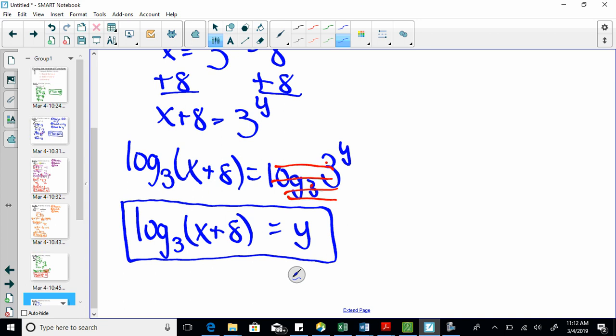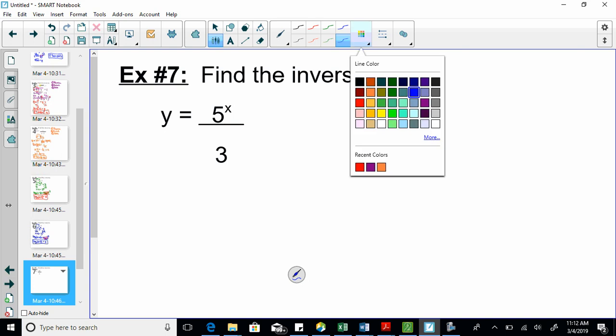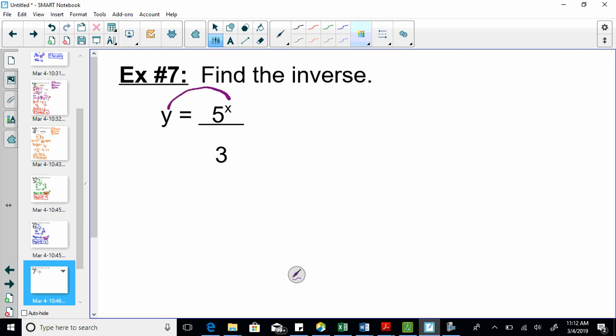So, 2 more examples to go. Example 7. It's a lot like examples 5 and 6, but a little bit different. We have to find the inverse. I have y equals 5 raised to x divided by 3. Same process as we've been doing. First thing we have to do is write it as y equals, because it's already there. We switch x and y. So y goes over here, x goes over there. So it becomes x equals 5 raised to y over 3.